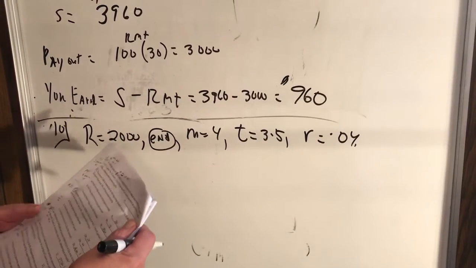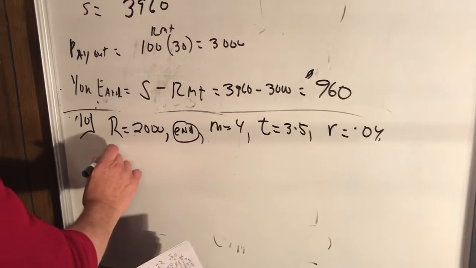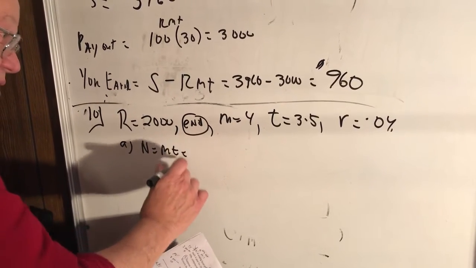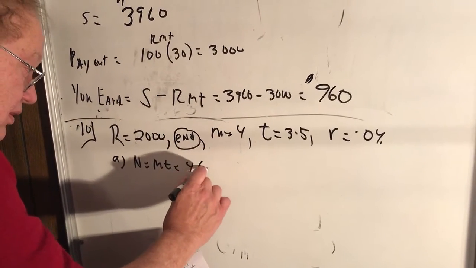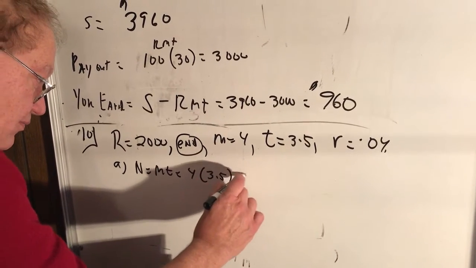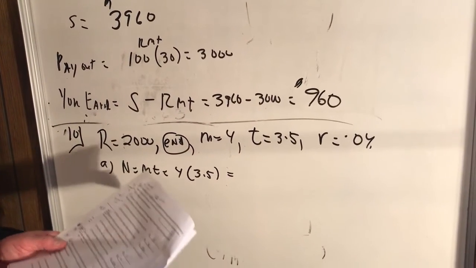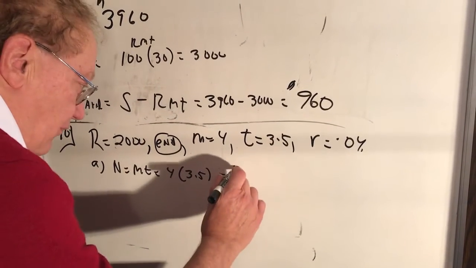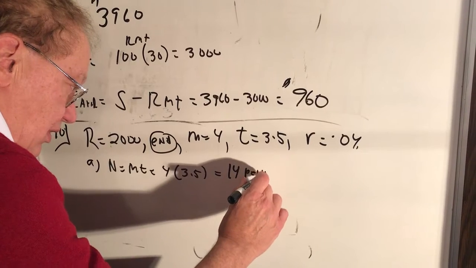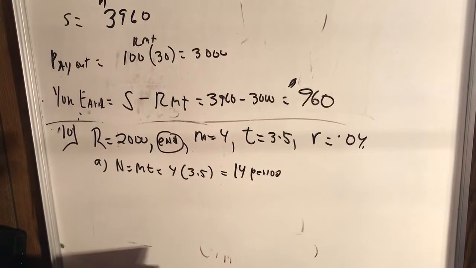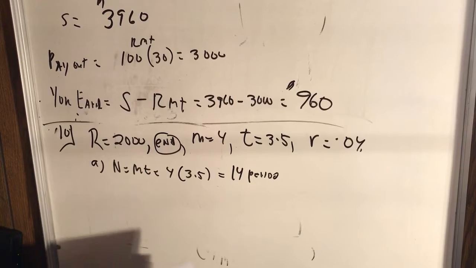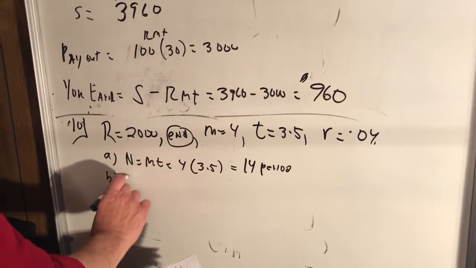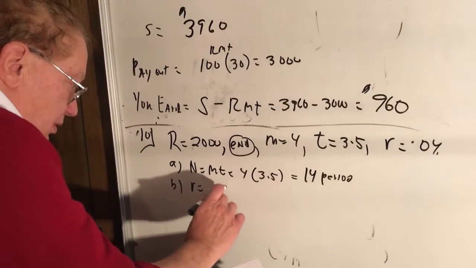So it says find the total number of periods. So N equals MT. So it's 4 times 3.5. That's about 15, right? Or is it 14? 14. Oh, 14 periods. Yeah, 14 quarters. The period is a quarter in this case. So B, find the real interest rate. Once again, that's R. So we know that's 0.04.